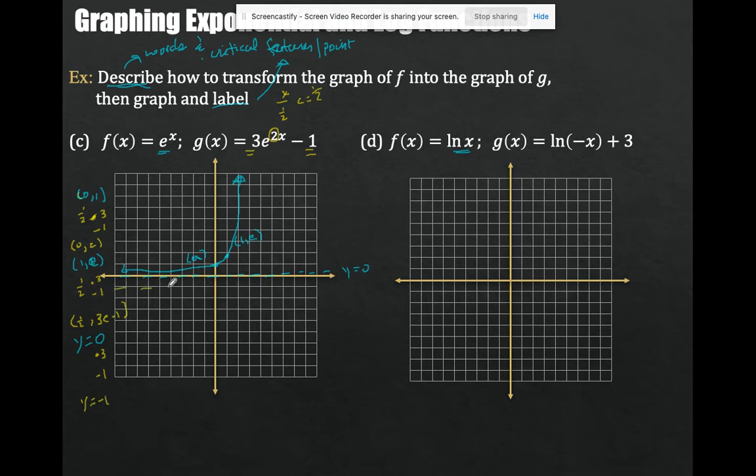So I'm going to draw my horizontal asymptote. I'm going to plot the point 0, 2. I'm sorry, yes, 0, 2. Can't read my own writing. And I'm going to plot the point 1/2, 3e minus 1. Let's see, e is 2.7-ish. 3 times 2.7 is about 8, so somewhere around here.